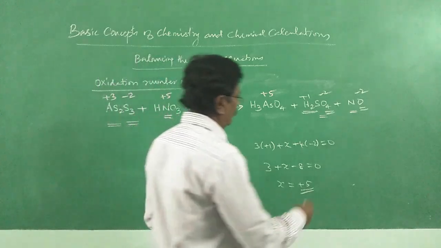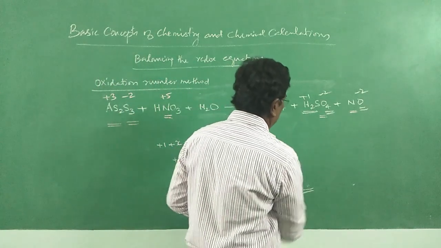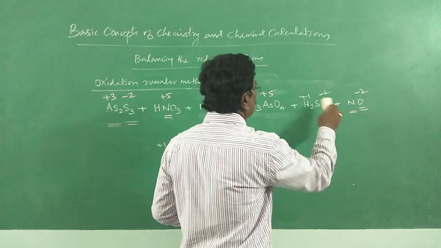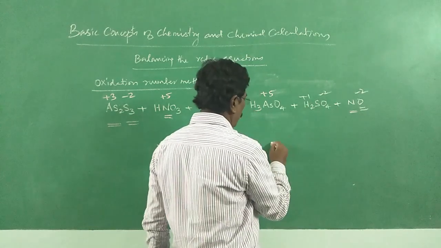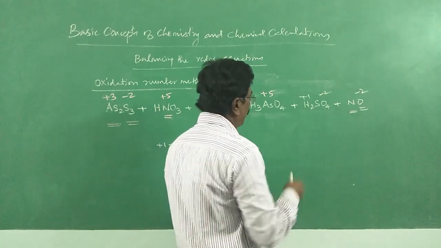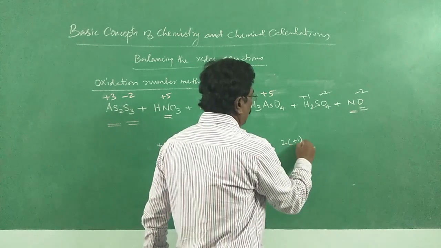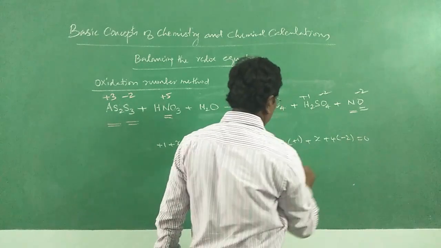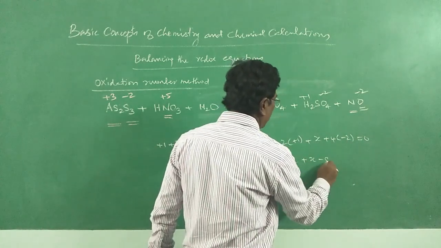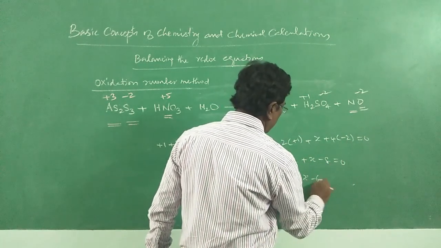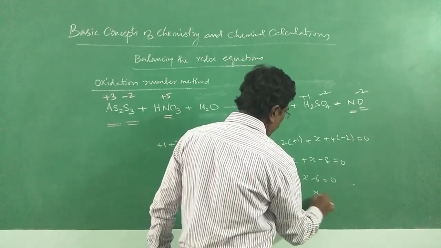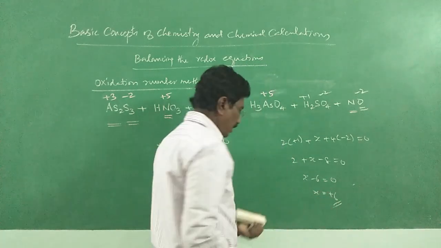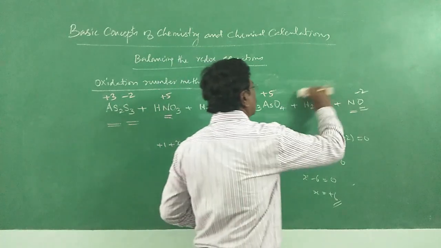Then sulfur, it is in the form of sulfuric acid. The oxidation number of hydrogen is plus 1. 2 into plus 1 plus X plus 4 into minus 2 is equal to 0. So, 2 plus X minus 8 is equal to 0. X minus 6 is equal to 0. Therefore, X is equal to plus 6. The oxidation number of sulfur is plus 6.